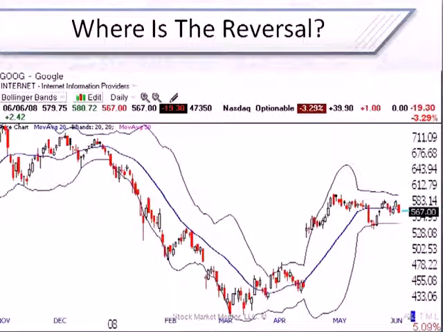Why? Because the last time the stock hit the upper band and actually exceeded it was here. Ever since then, it's never come and threatened the upper band. So when the stock actually pushes above the band again, that gives you an indication that the trend is continuing.